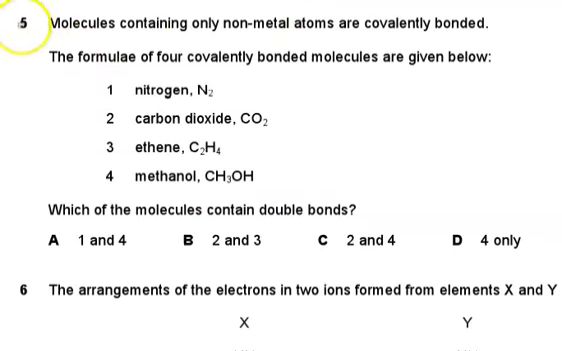For number 5, molecules containing only non-metal atoms are covalently bonded. The formulae of four covalently bonded molecules are given below: nitrogen, carbon dioxide, ethane, and methanol. In the alcohol group, they do not have a double bond, so it will be presented like this. We will have a C. Remember carbon is in group 14.